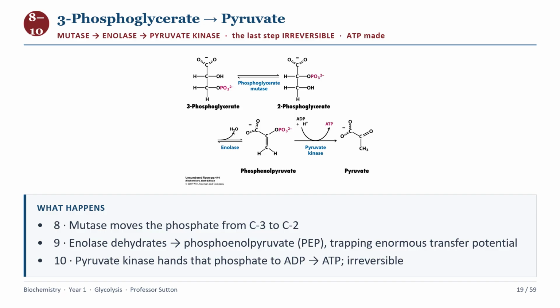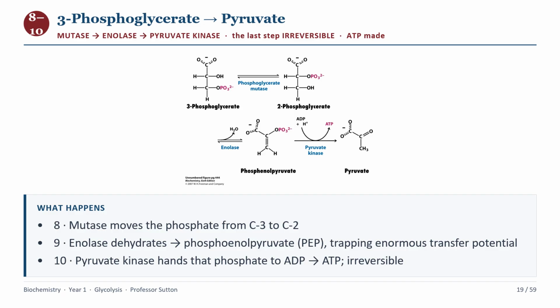The last three reactions taken together: steps 8 and 9 are setups. Phosphoglycerate mutase moves the phosphate from carbon 3 to carbon 2. Enolase removes water, producing phosphoenolpyruvate. Pyruvate kinase transfers that phosphate to ADP, giving ATP and pyruvate. Step 10 is irreversible.